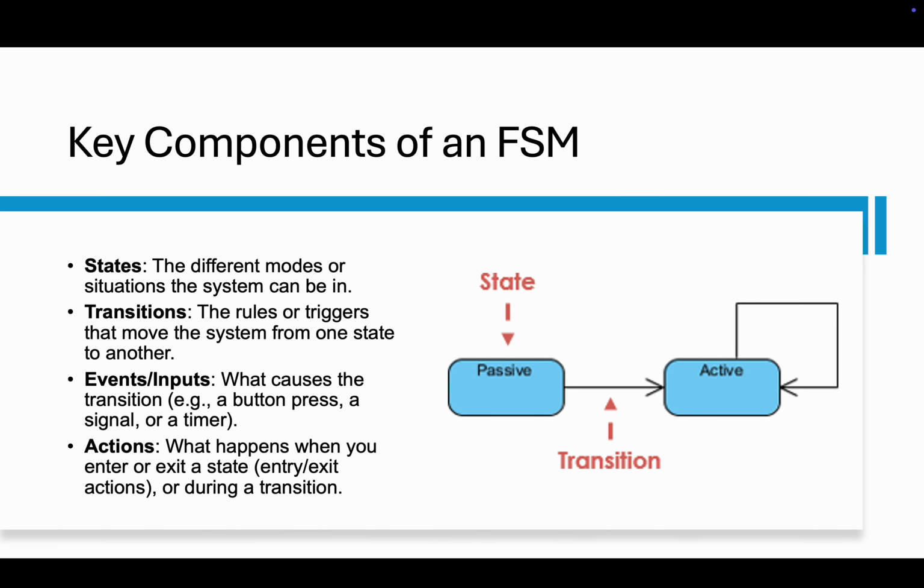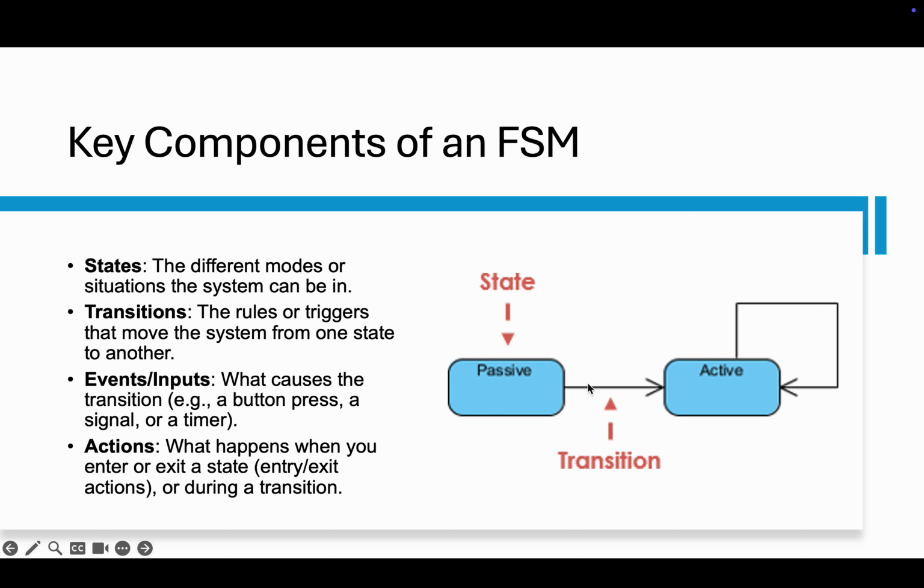So some key components of a finite state machine. Obviously the state. So the different modes or situations the system can be in. So here we might start with something called a passive state. So this is the title of the state. Here we call an active state. We can call these anything we want.